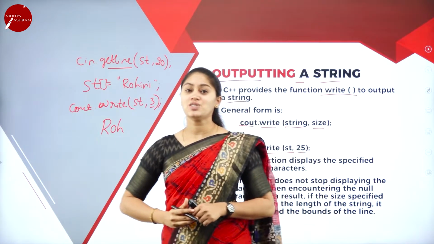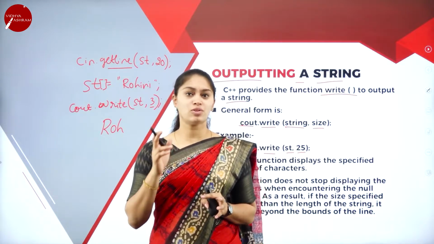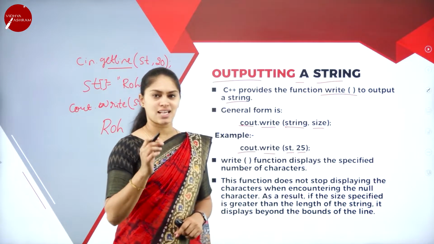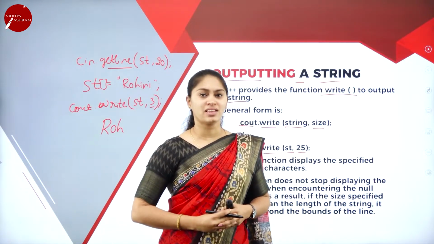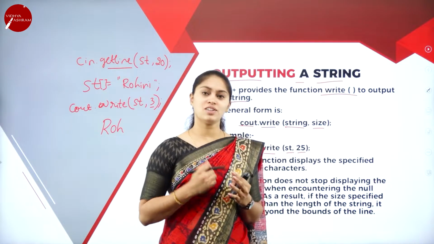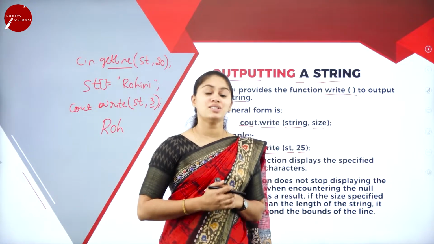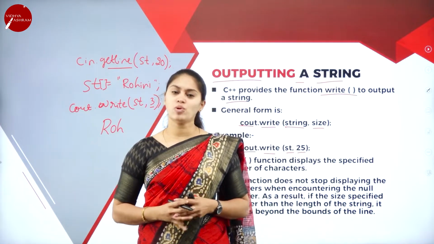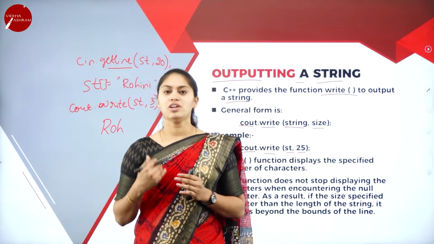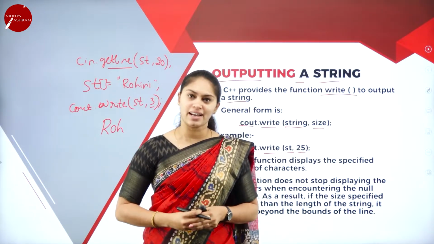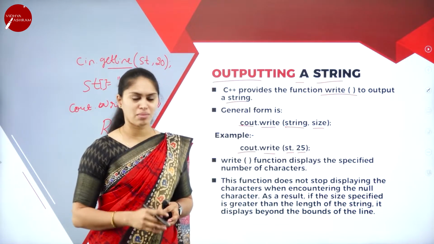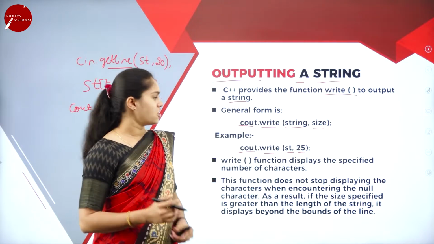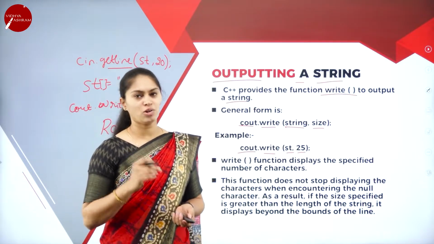Okay, this is how this write function is going to work. It will display the number of characters that we specify in this particular size. You have to remember one thing: when it encounters null, is it going to terminate? No. When it finds null or any newline character, it won't stop the execution or the displaying of characters. Only when it reaches the maximum size will it come out of that statement. So that is what you have to understand from outputting a string.